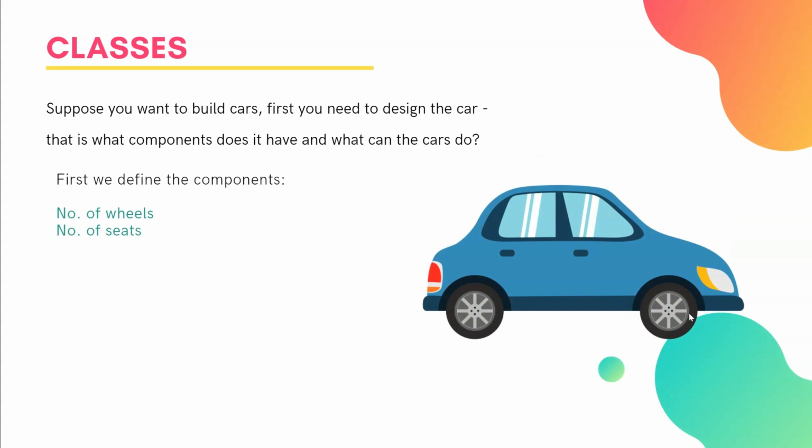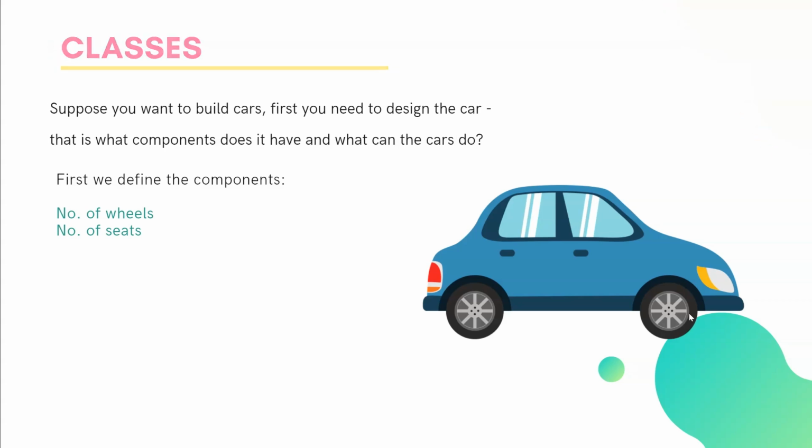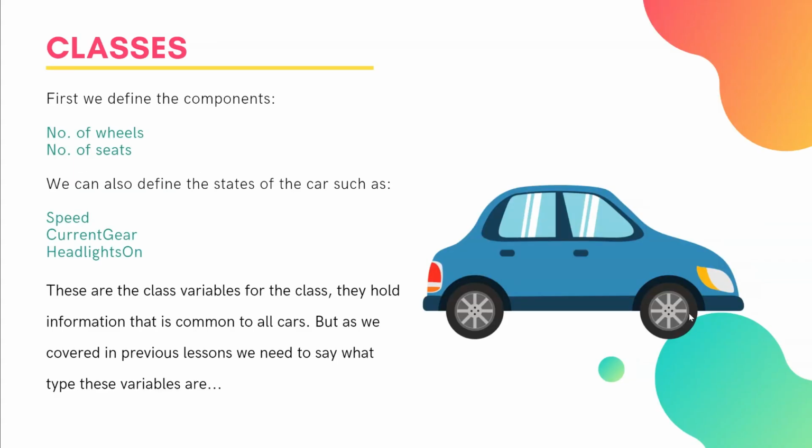So again, we come back to the car analogy, and you want to build a car, the first thing you need to do is design. So we need to define the components, so the number of wheels, the number of seats. We can also define the states of the car, so the speed of the car, the current gear the car has, and whether the headlights are on. And already you can see speed might be a double, the current gear might be an integer, and the headlights on might be a true or false situation. These are class variables for that class, and they hold information common to all cars.